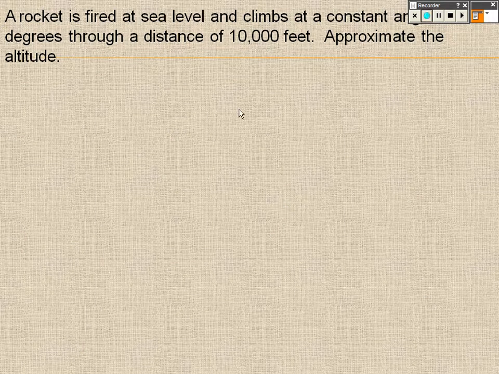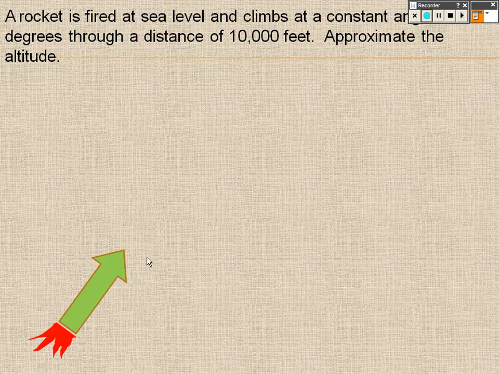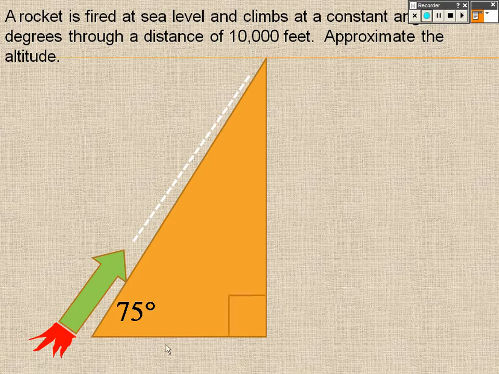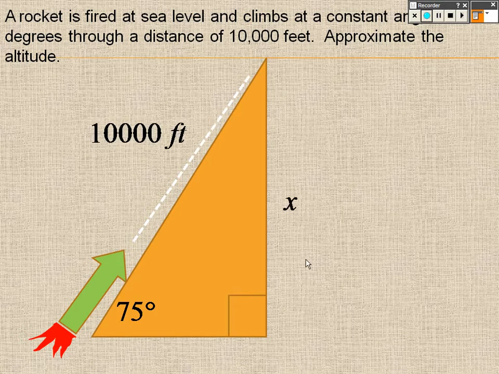Here are the problems that you really need to know. So you've got a rocket and it's fired at sea level and climbs at a constant rate. So here's your rocket. It's going at a constant rate. And we know that the angle is 75 degrees. Okay, and we know that it goes for 10,000 feet. We want to approximate the altitude. The altitude is straight up and down.